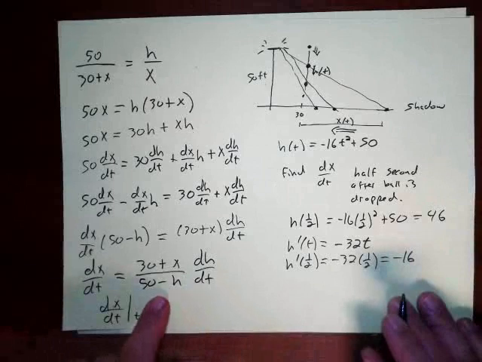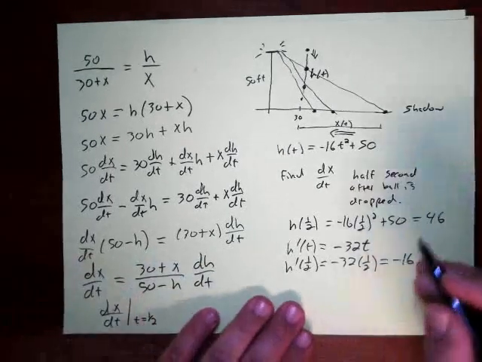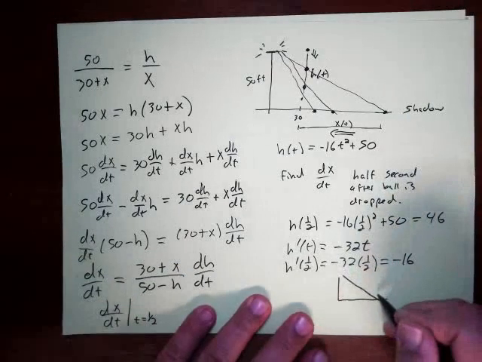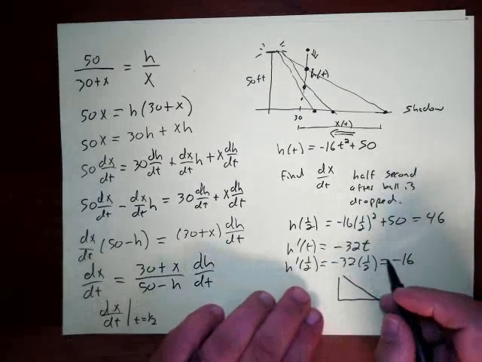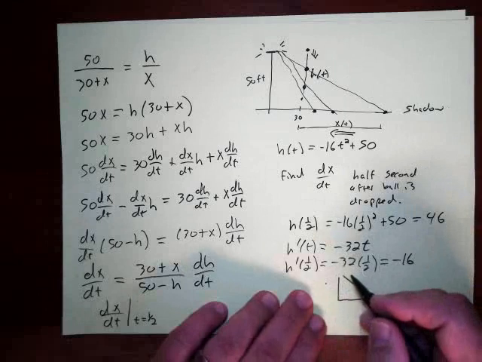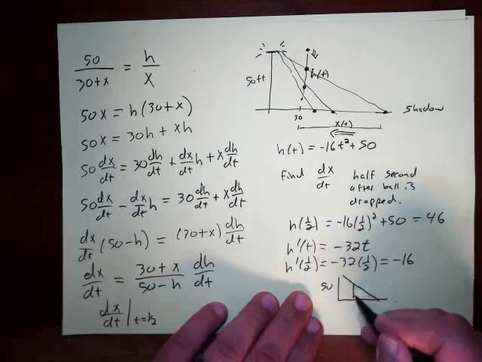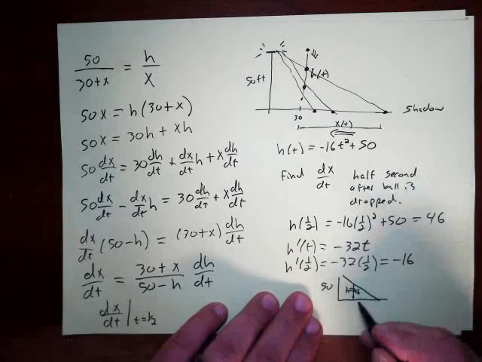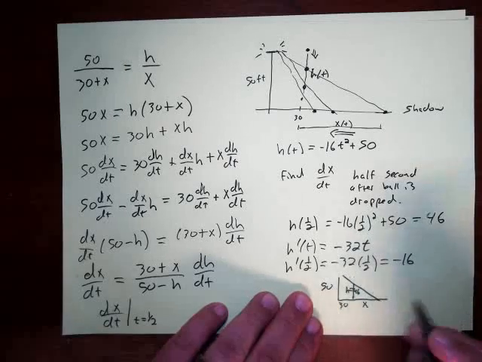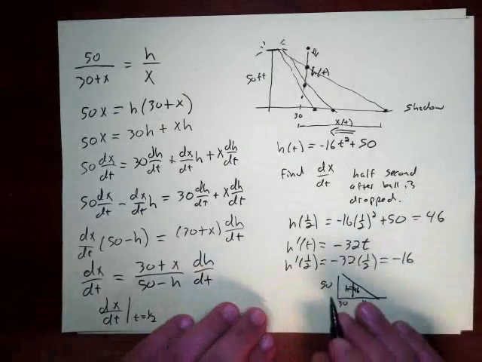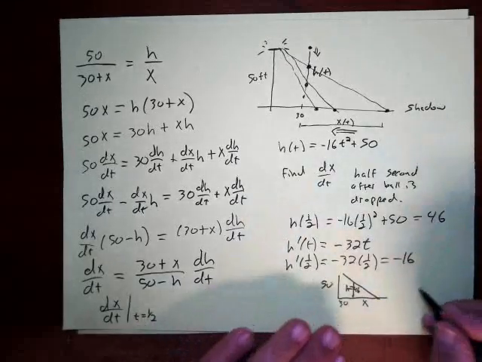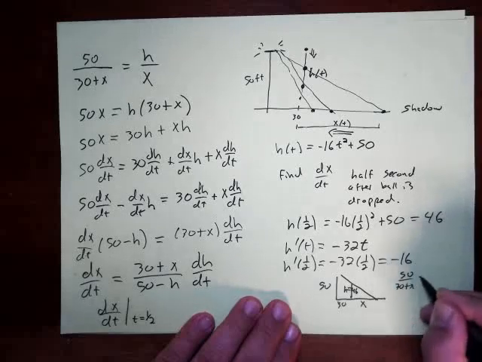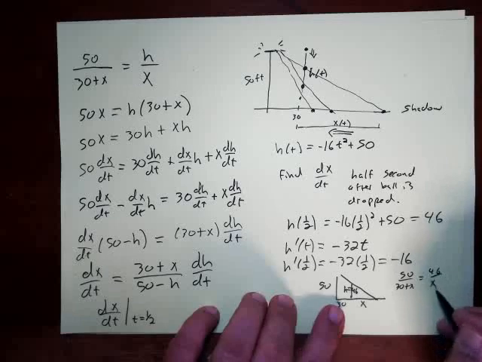So now all I need to know is what the x is, right? So we're going to use the similar triangles for that. So I got this, right? And if my height is, well, this is 50, and then this is the height, and the height here is 46. So this height is equal to 46, and then this is 30, and this is x. Okay, so what I have here is the following. I'll write it up here. I have 50 is to 30 plus x as 46 is to x.